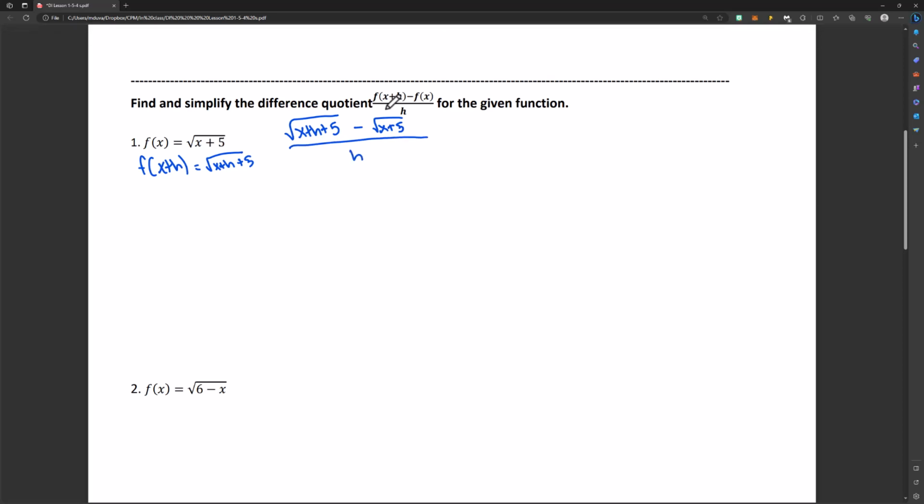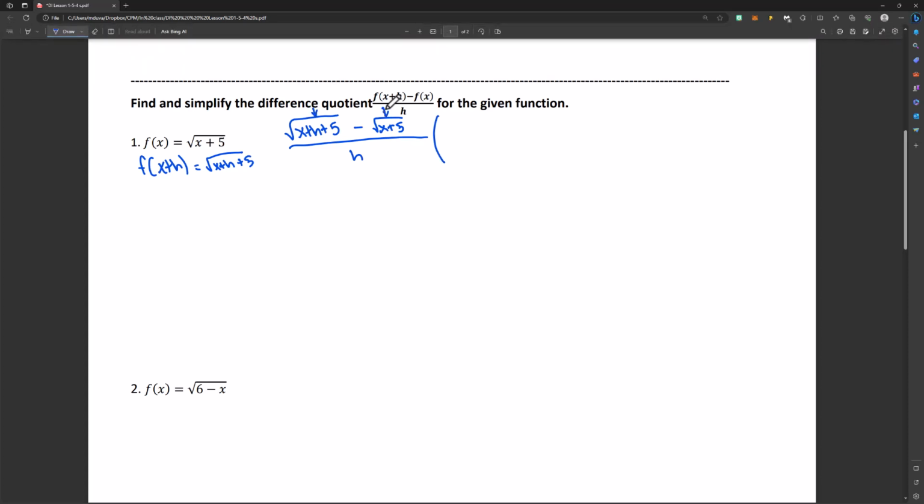Now to cancel this out, to get rid of the h, the strategy when it's a square root is we need to multiply by the conjugate. And it's whatever these terms are, except we change that middle sign. So the square root of x plus h plus 5 plus the square root of x plus 5. And we do that to the top and the bottom, because if we multiply by something, it has to be to the top and bottom.